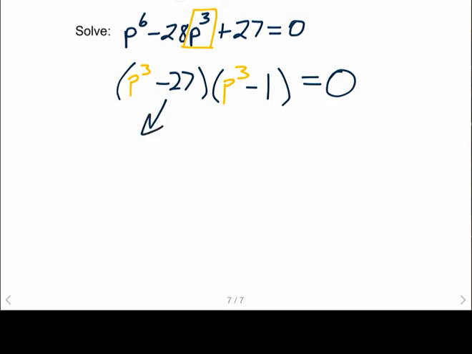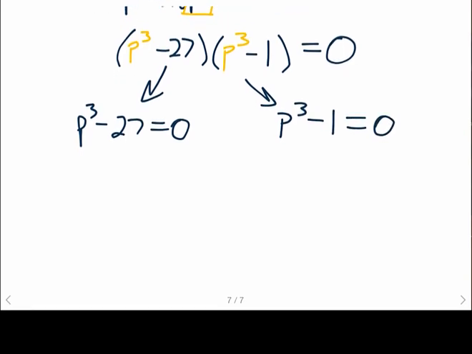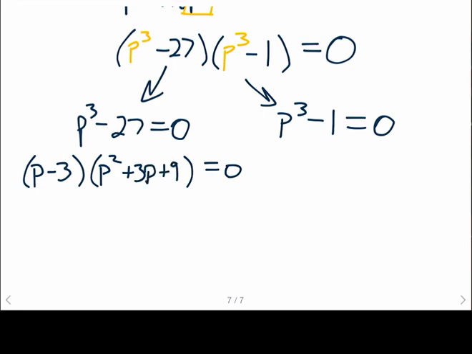So we may be tempted to say p cubed is equal to 27 or p cubed is equal to 1, but don't do that. P cubed minus 27 equals 0. That's actually a difference of cubes, and that factors. Likewise, the p cubed minus 1 equals 0 is a difference of cubes. So remembering our difference of cubes factoring formula, if you will, we have for p cubed minus 27 equals 0, p minus 3 times p squared plus 3p plus 9 is equal to 0.